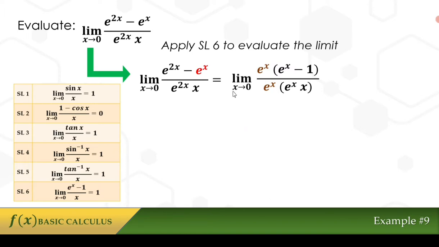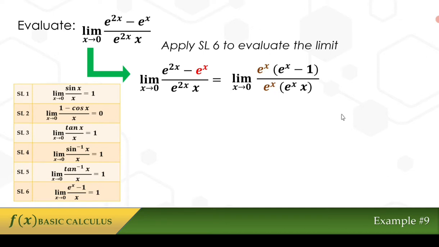So limit of e raised to x, I factor out e raised to x, guys, okay? So from e raised to 2x to e raised to x, and then from negative e raised to x to negative 1. Now, please check the denominator from e raised to 2x to e raised to x, and then times x.